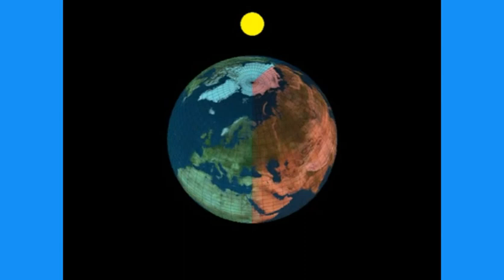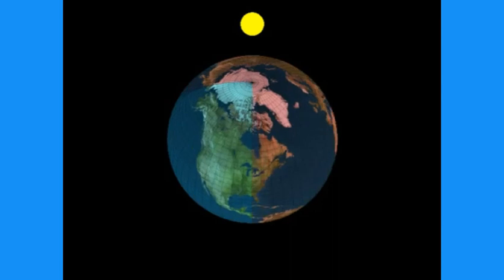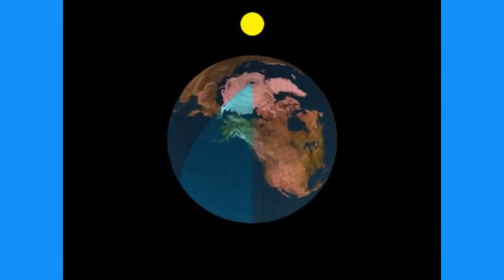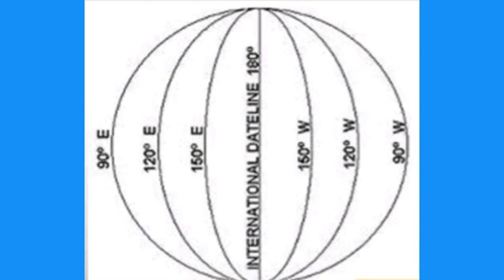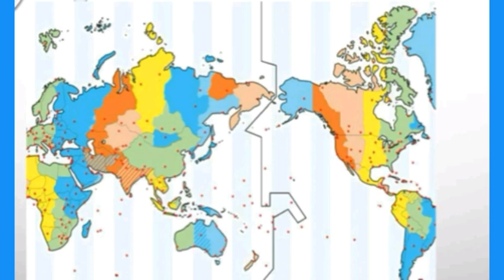So dear children, understanding international dateline and the standard time of a country is very important. Do you know the international dateline is not a straight line? It is in a zigzag manner. Some groups of islands fall on either side of the dateline. So, if the dateline was straight, then two regions of the same island country or island group will fall under two date zones. Thus, to avoid any confusion of date, this line is drawn through where the sea lies and not land. Hence, the IDL is in a zigzag manner.